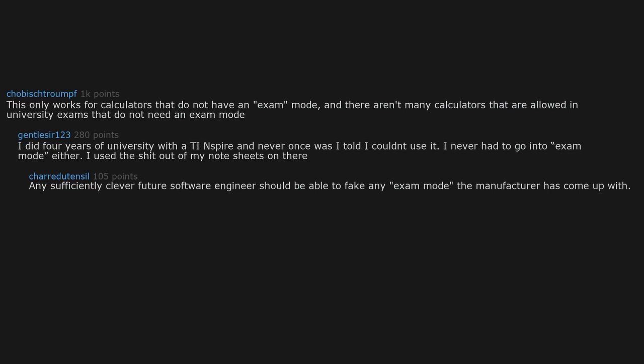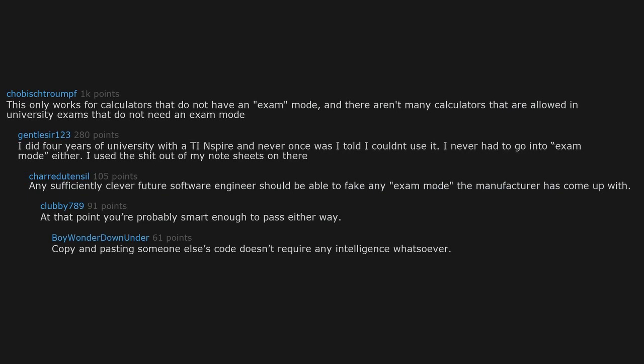Any sufficiently clever future software engineer should be able to fake any exam mode the manufacturer has come up with. At that point you're probably smart enough to pass either way. Copy and pasting someone else's code doesn't require any intelligence whatsoever.